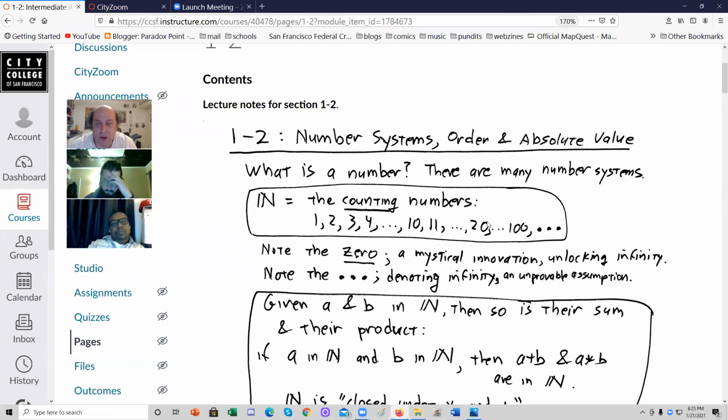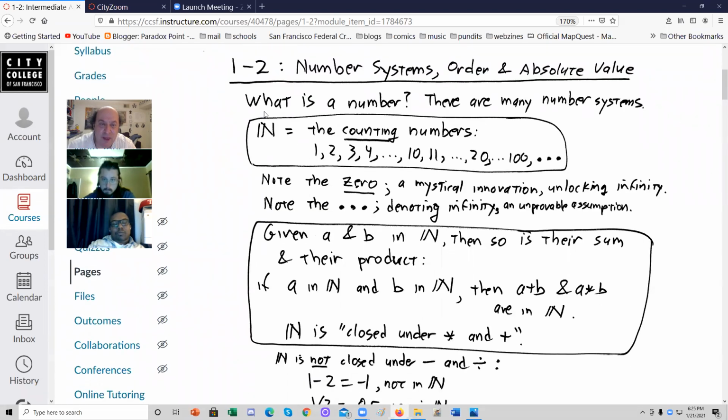Now, given two counting numbers, and these are denoted N. This is N written in a kind of gnarly font called Fraktur, from the German, because in the 19th century it was the Germans who did a lot of scholarly work about mathematics, and so they got naming rights.